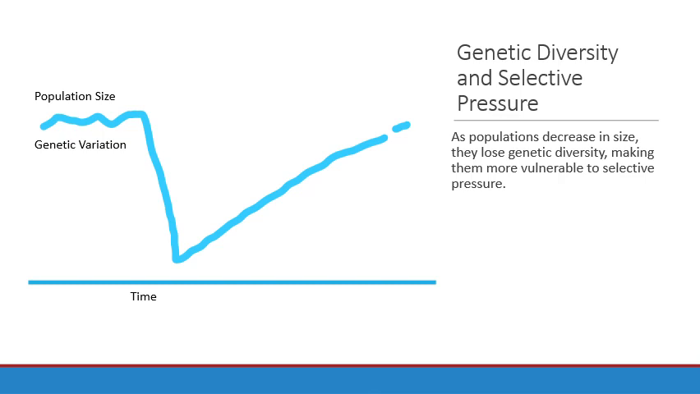So by having high genetic diversity, you can overcome small population size. But if you have low genetic diversity and low population size, you're sunk. You're teetering on the edge of extinction.